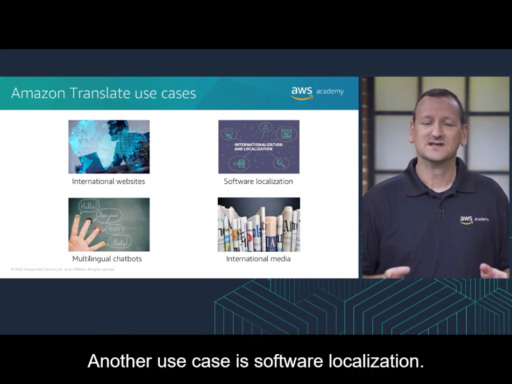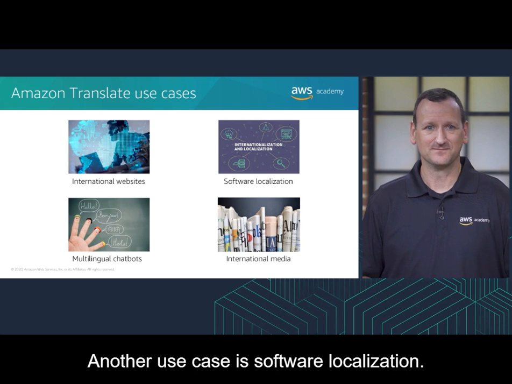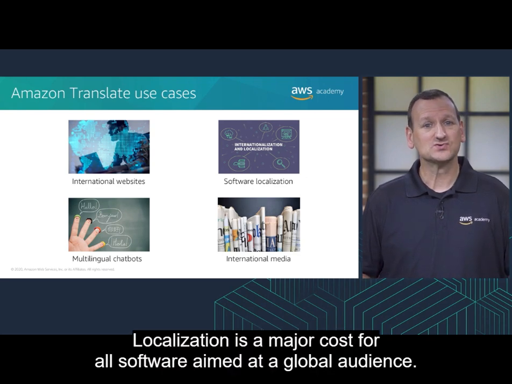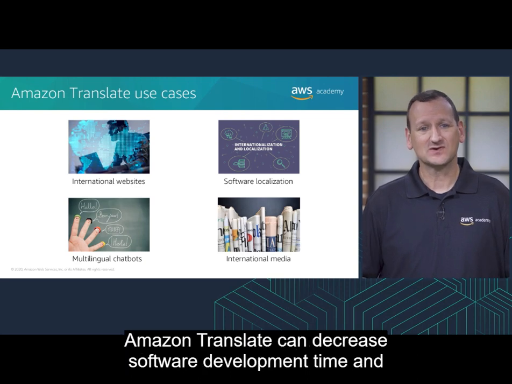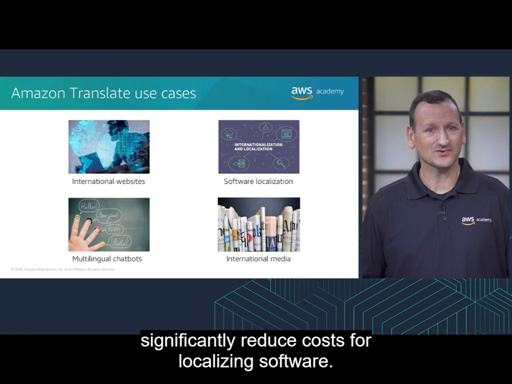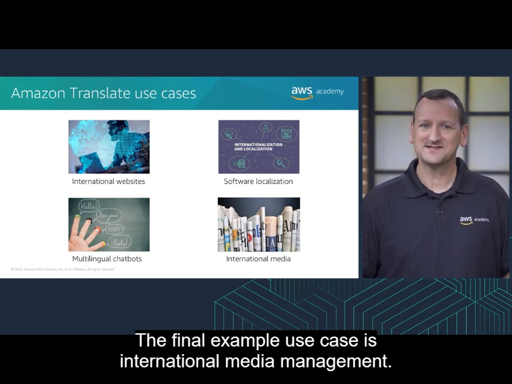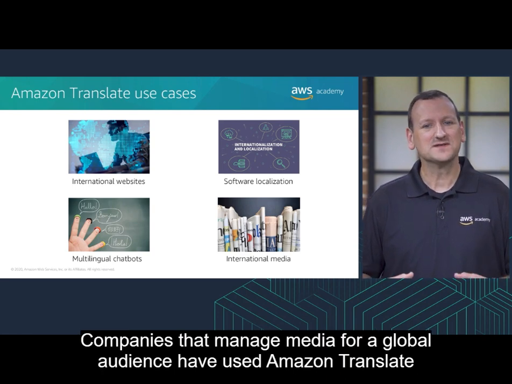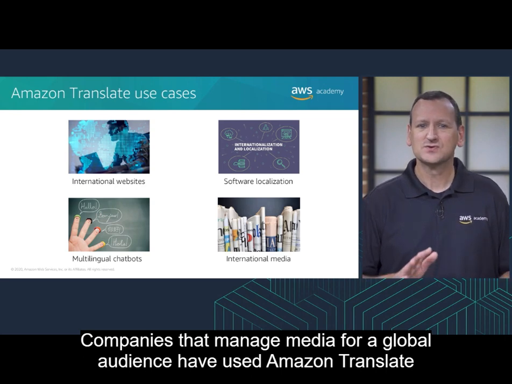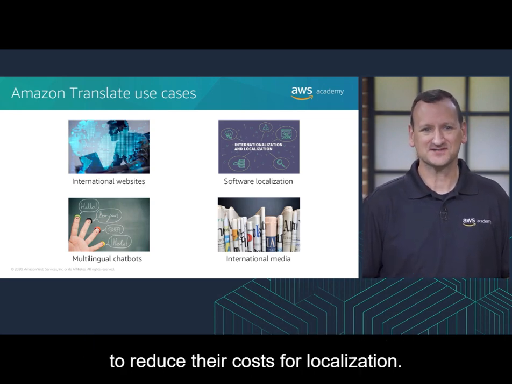Another use case is software localization. Localization is a major cost for all software aimed at a global audience. Amazon Translate can decrease software development time and significantly reduce costs for localizing software. The final example use case is international media management. Companies that manage media for a global audience have used Amazon Translate to reduce their costs for localization.